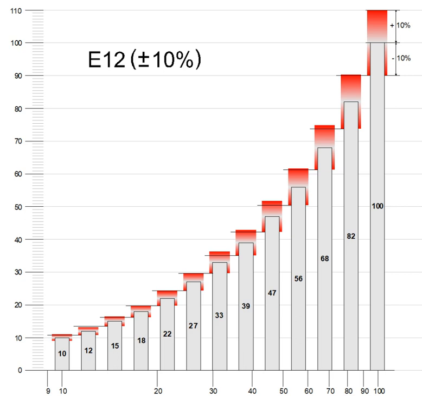Topic. Example. The E3 series is defined as a series of the numbers 1.0, 2.2 and 4.7. If a manufacturer sold resistors with E3 series values in a range of 1 ohm to 10 megohms, then the available resistance values would be 1 ohm, 2.2 ohms, 4.7 ohms, 10 ohms, 22 ohms, 47 ohms, 100 ohms, 220 ohms, 470 ohms, 1 kilohm, 2.2 kilohms, 4.7 kilohms, 10 kilohms, 22 kilohms, 47 kilohms, 100 kilohms, 220 kilohms, 470 kilohms, 1 megohm, 2.2 megohms, 4.7 megohms, 10 megohms.